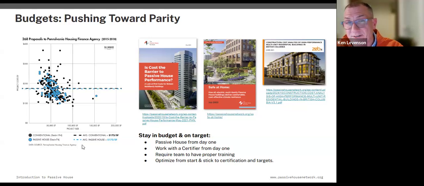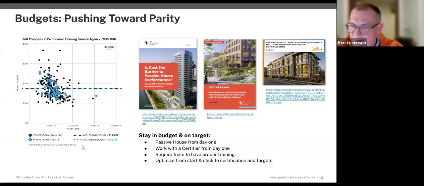Now, single family homes are the toughest. Perhaps ironically, people think of passive house as a single family home standard, which is natural given the name. But most of the passive house projects now are multifamily and other types of buildings. And with those bigger buildings, it's easier to hit parity.